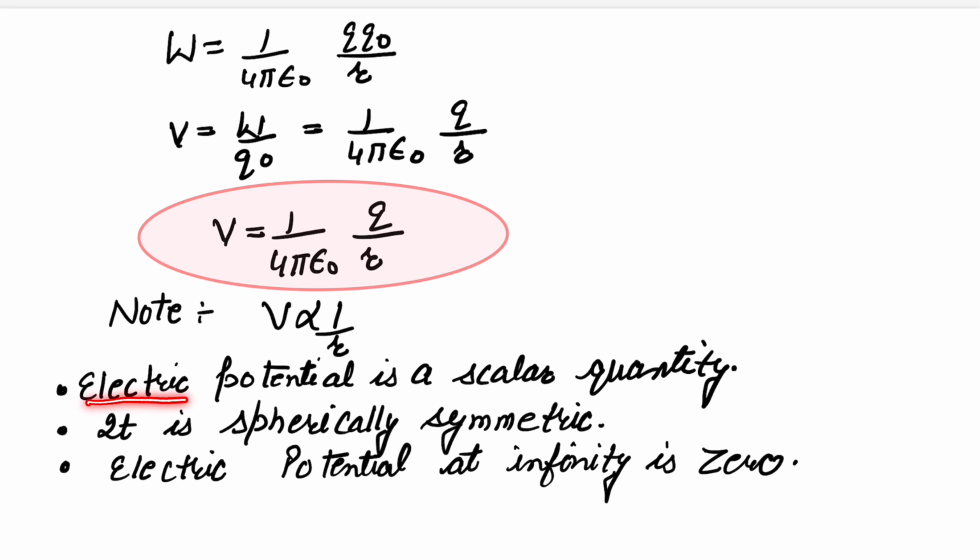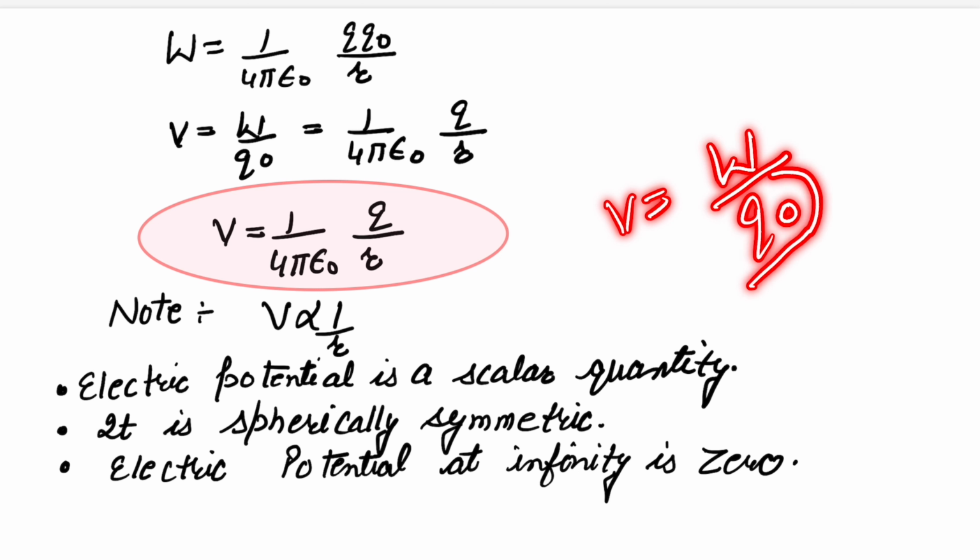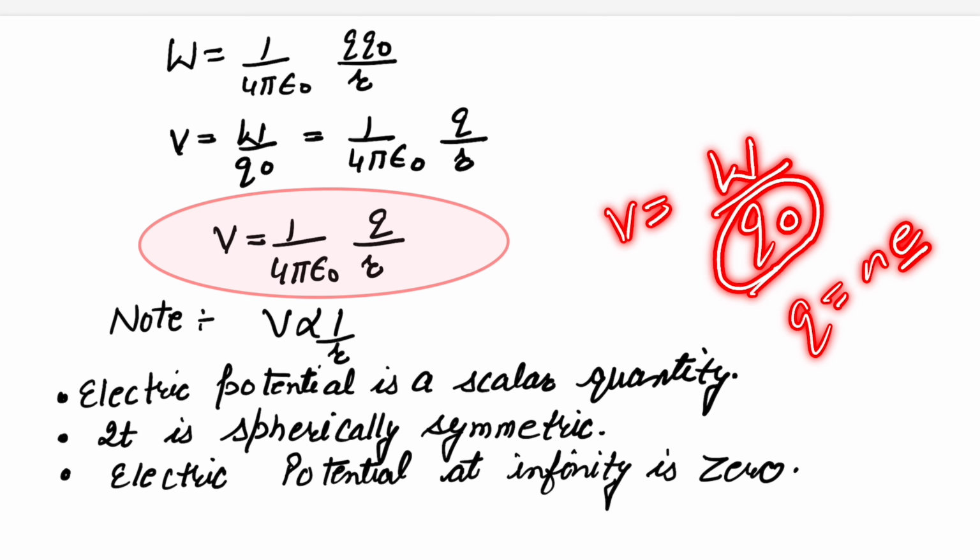Secondly, electric potential is a scalar quantity, because we know that V is equal to W by q0. Charge is scalar. It has no direction. Charge is scalar. It comes as per the quantization of charge. We know that q is equal to ne, where n is an integer, which can be both positive or negative, and e is the charge on the electron, so no direction is associated with the charge.